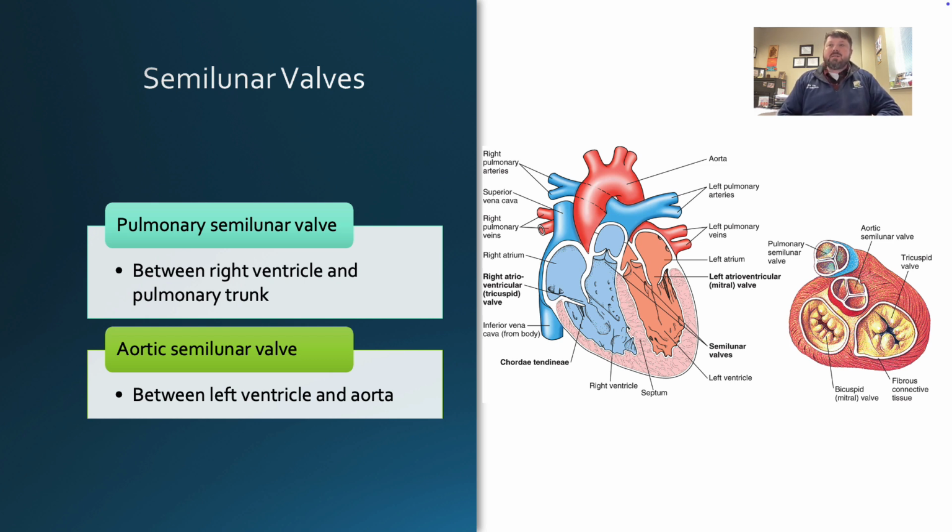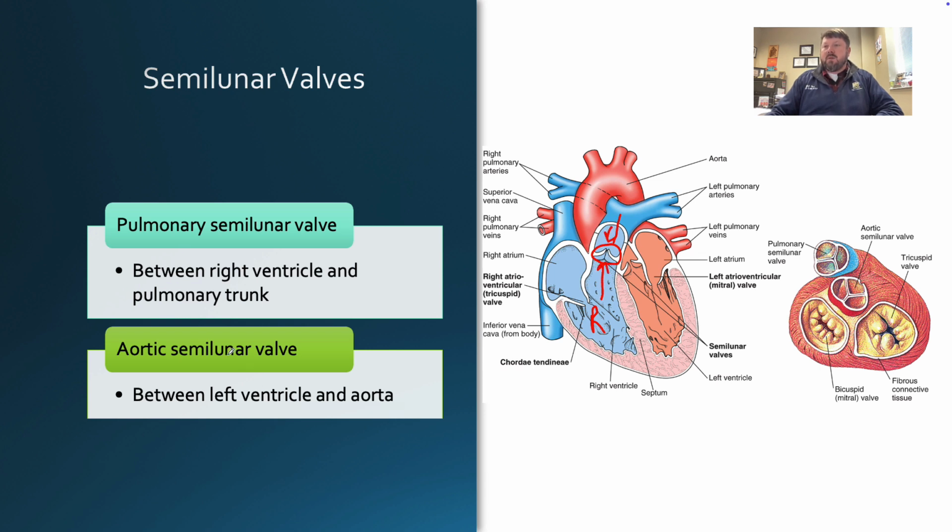The pulmonary semi-lunar valve is between the right ventricle and the pulmonary trunk. So essentially what happens with the pulmonary semi-lunar valve is that it connects the pulmonary artery. So this is your pulmonary semi-lunar valve. So it connects the pulmonary artery with the right ventricle. So it actually opens and closes to allow blood to go through and then to keep blood from regurgitating back.